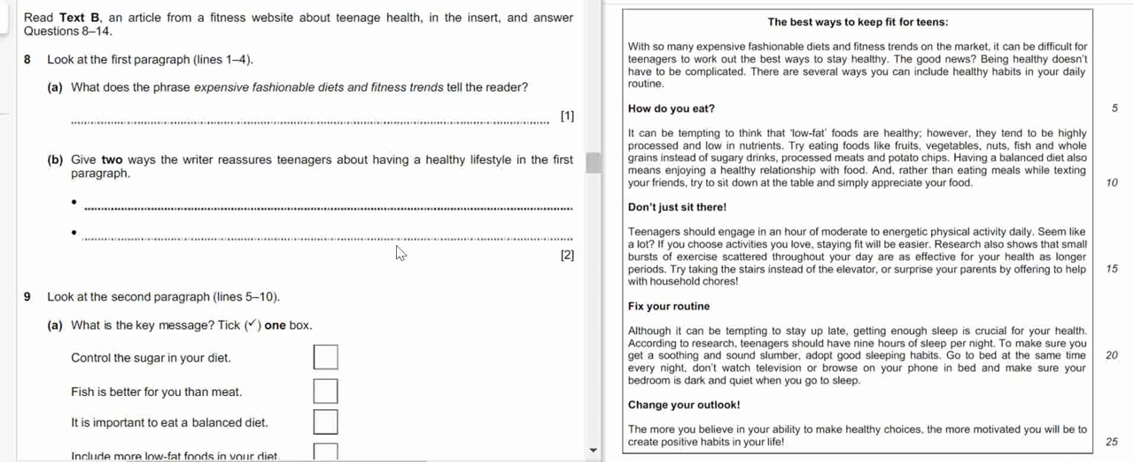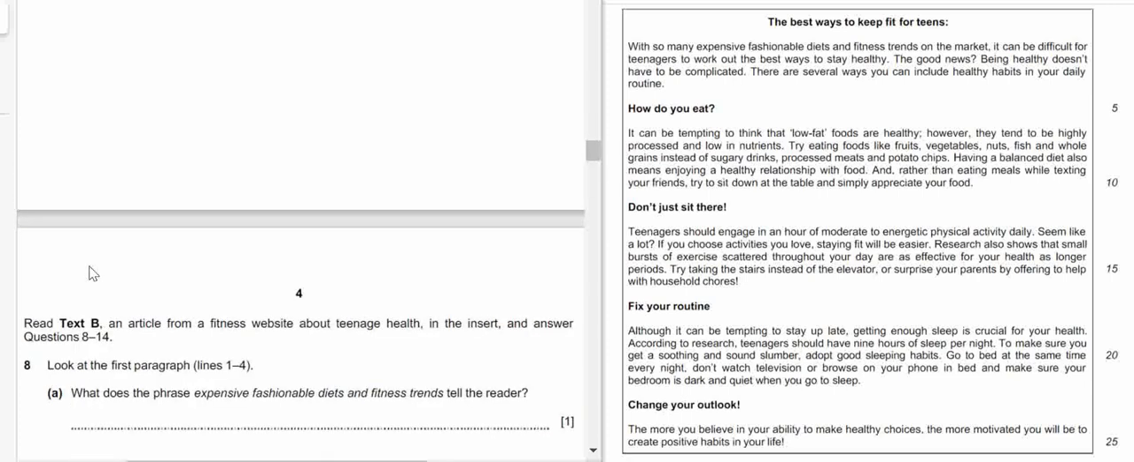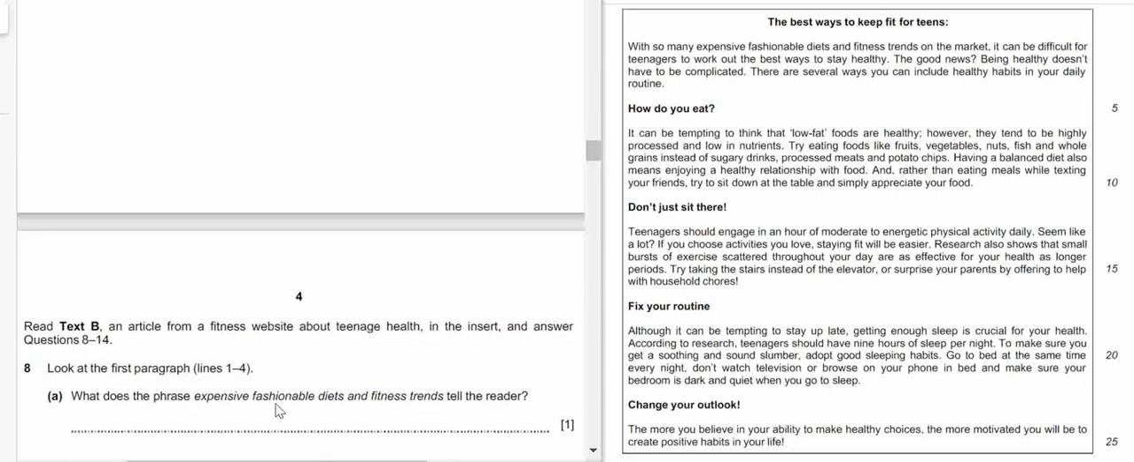Okay, that's it. Let's see question 8 now. Look at the first paragraph, lines 1 to 4. Question 8. What does the phrase expensive, fashionable diets and fitness trends tell the reader? It's underlined and shaded in yellow. You have 10 seconds to find your answer. 10, 9, 7, 6, 5, 4, 3, 1.